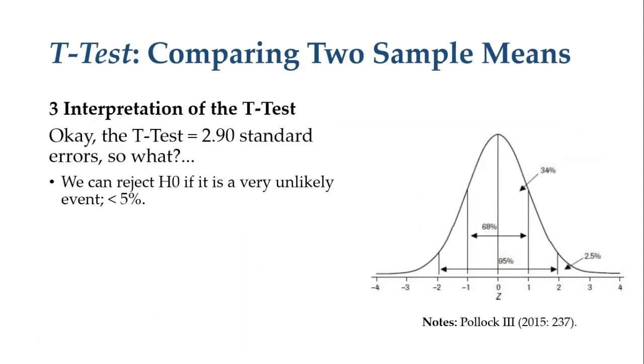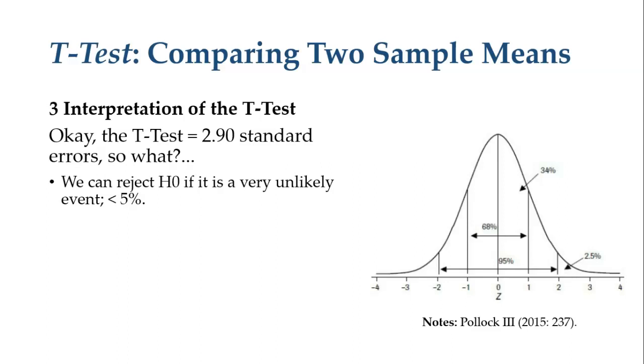As I said, you can use the z-values or you can use the t-values depending on whether this distribution is normally distributed or not. For the sake of the explanation, I'm going to say that this is a normally distributed distribution, and so we're going to interpret with z-values. Okay, so for this example, the t-test yielded a value of 2.9 standard errors. So what does it mean?